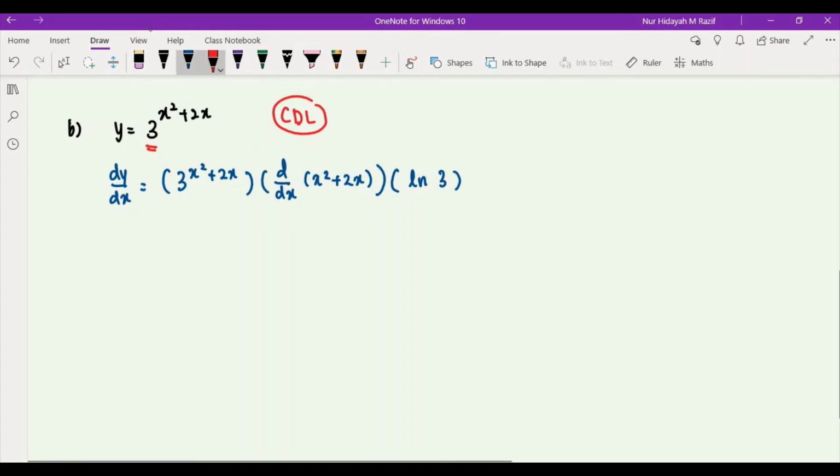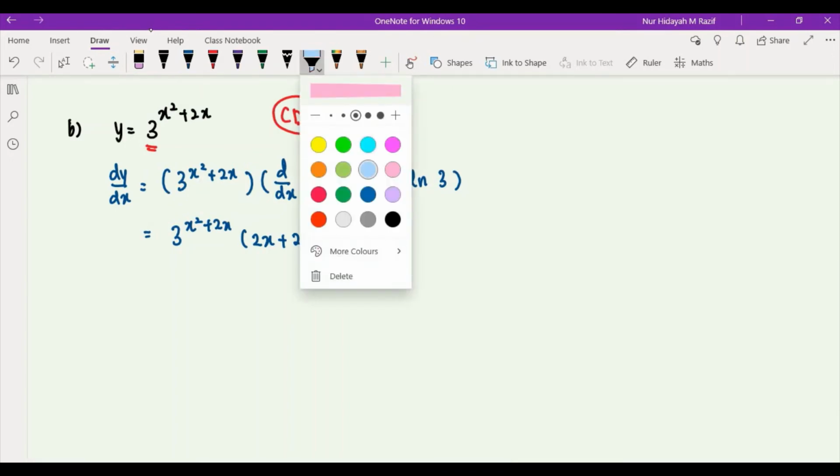Okay, so from here we can just simplify, and you are going to get 3 power of x square plus 2x multiplied by 2x plus 2, and then multiplied by ln 3. So from here, you can just leave it at that for your first derivative. Now, macam mana kita nak dapat kita punya second derivative?